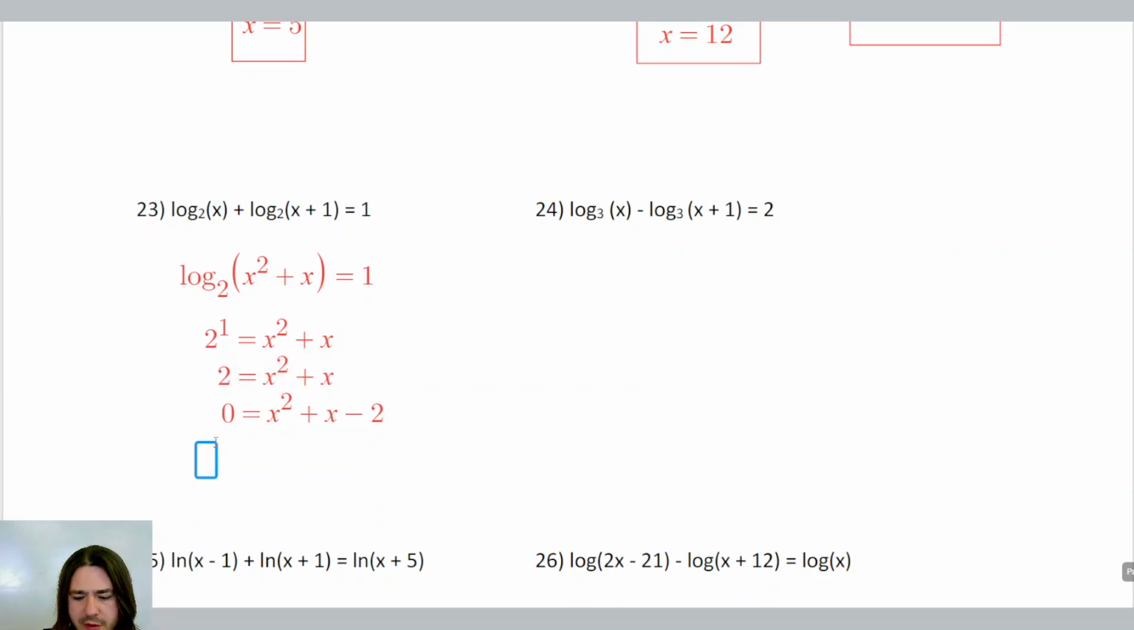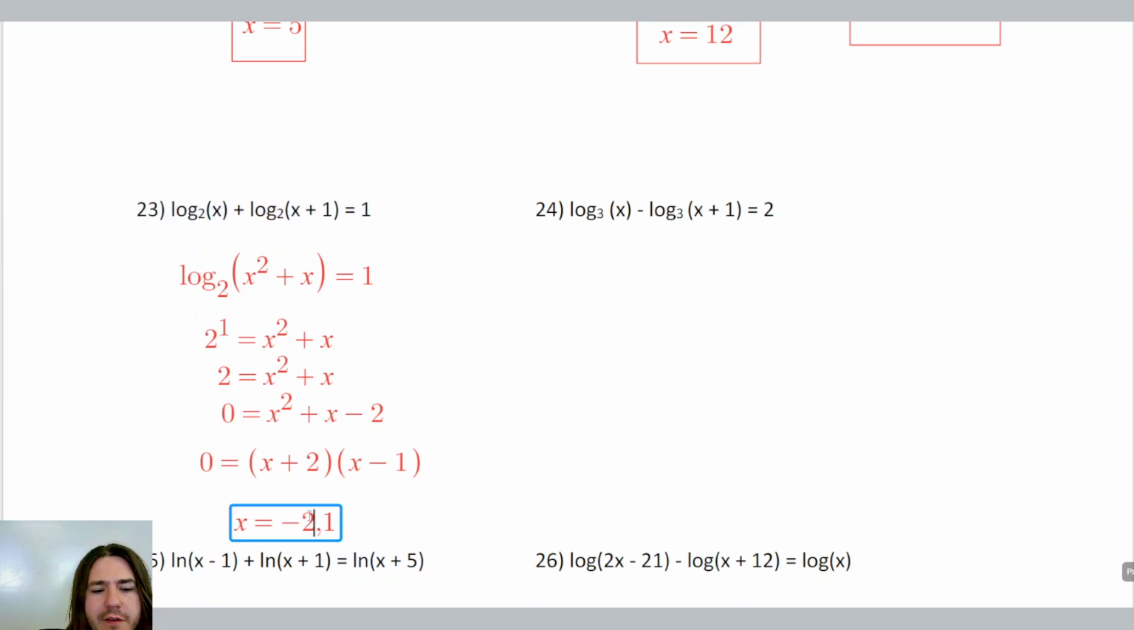Okay, so I've got 0 equals x plus 2 times x minus 1. So algebraically, I do get two solutions here. I get negative 2 and I get positive 1. So I'm going to check and make sure that neither one of these makes my original statement invalid. So there's not like an extraneous solution here.